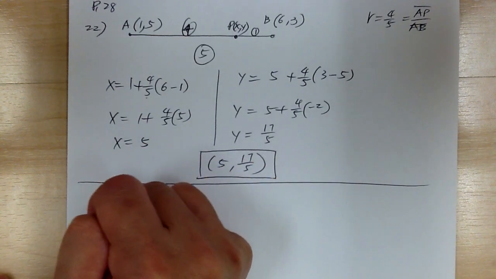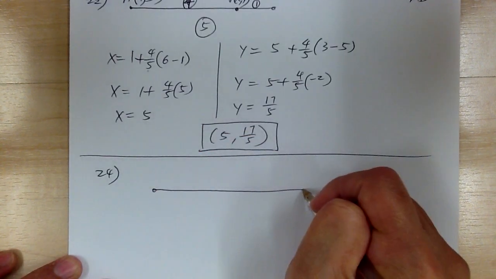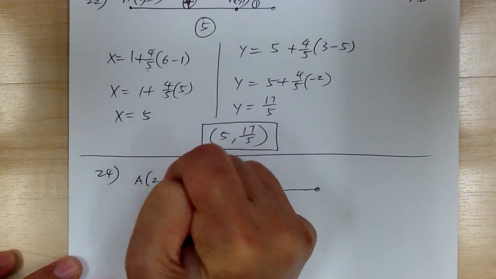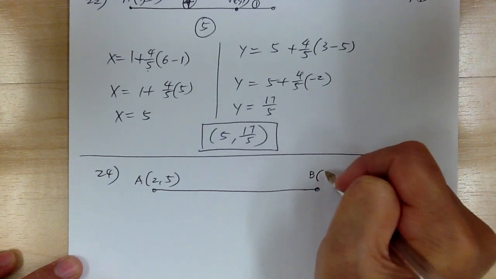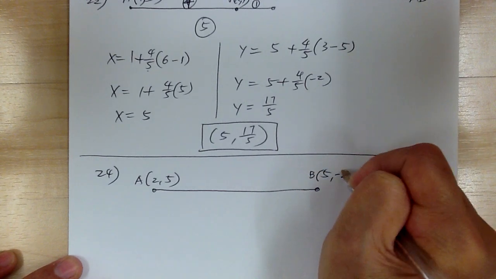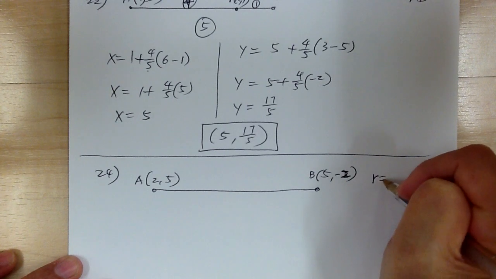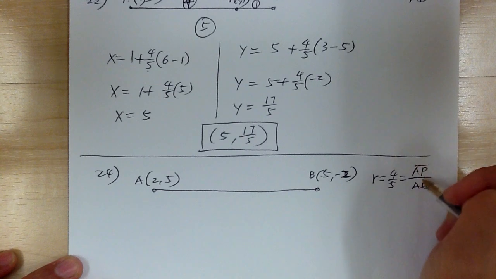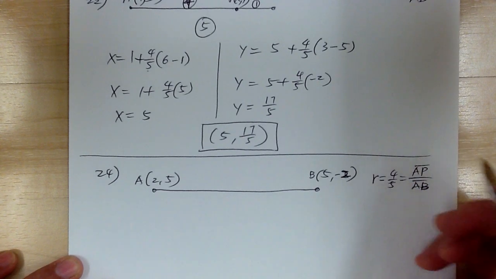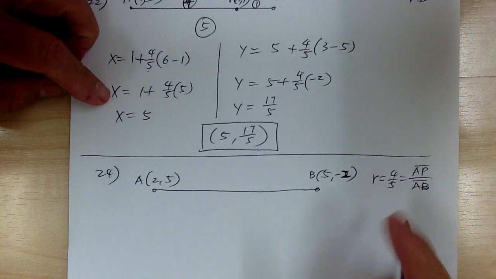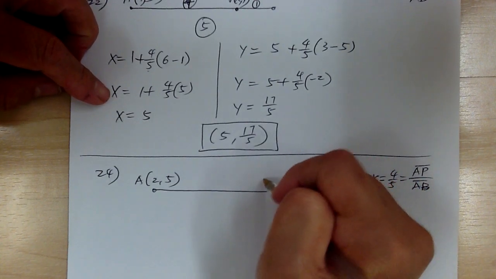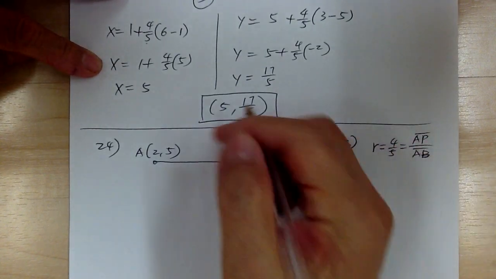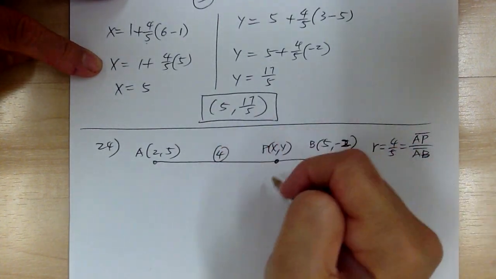Okay, so 24. So point A is (2, 5). Point B is (5, negative 2). And your R equal to 4/5. So that's your AP over AB. So again, AP is 4/5, so it's less than 1, so it's going to be inside. So AP is 4, and AB is 5.